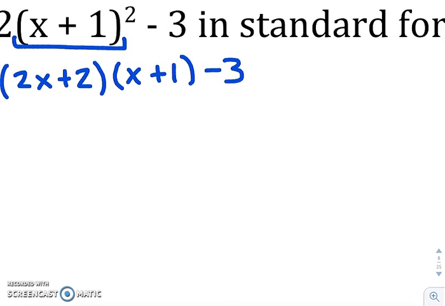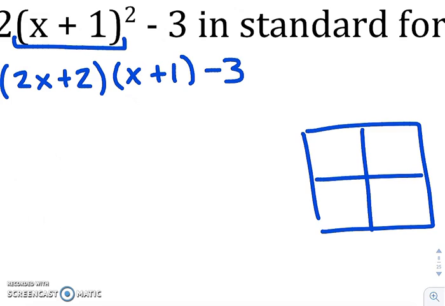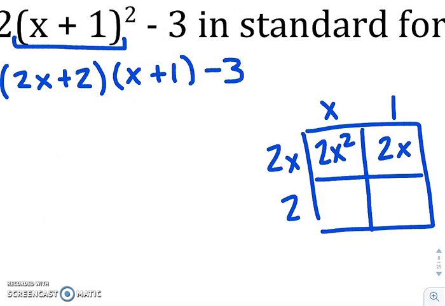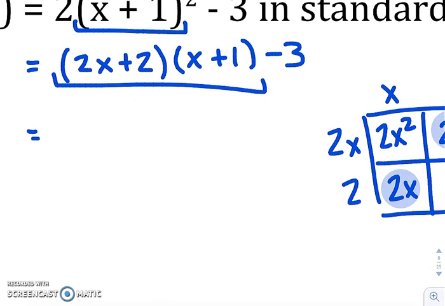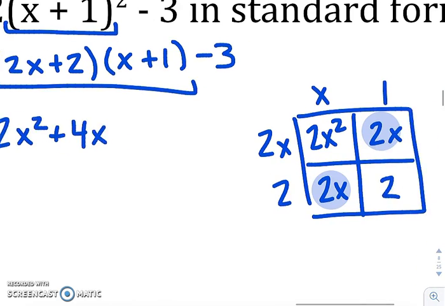And then this is where you guys would probably then either FOIL, distribute, whatever you want to call it, or use your generic rectangle. 2x plus 2 times x plus 1. So 2x times x, 2x squared, 2x times 1, 2x, 2 times x, 2x, 2 times 1, 2. So again, adding those like terms. So this part here would be 2x squared plus 4x plus 2.